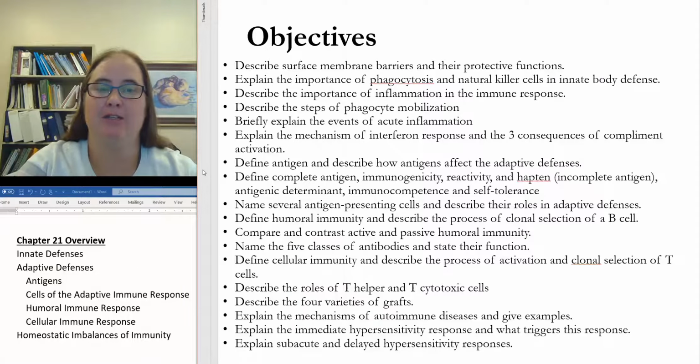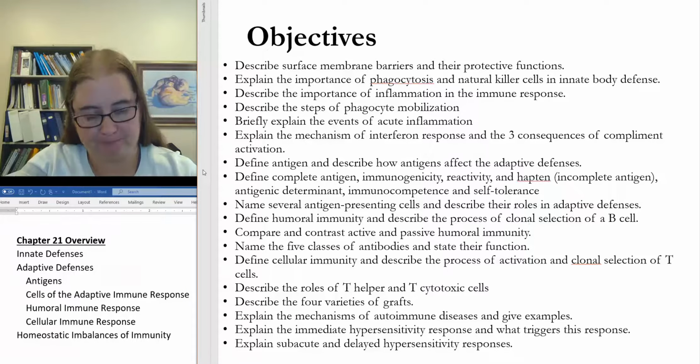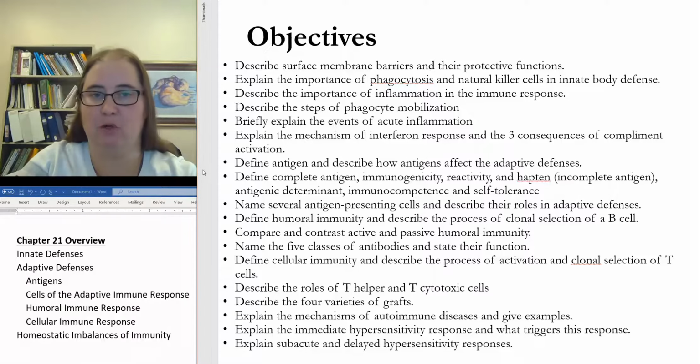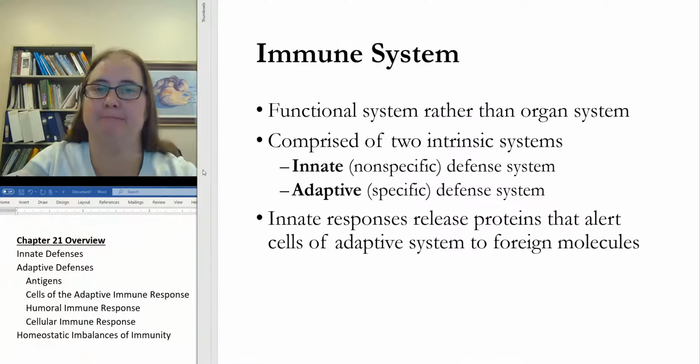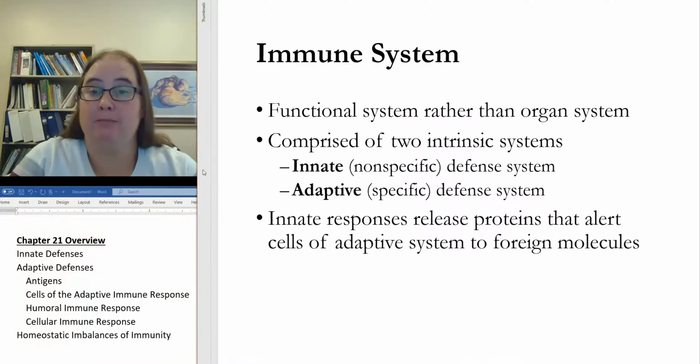Okay, here's our list of objectives. Again, make sure you guys look over those objectives as you study the material for the quizzes and the exam. So we talk about the immune system.